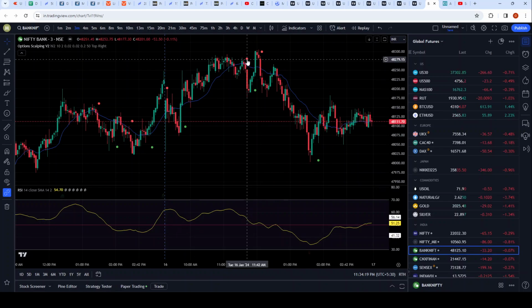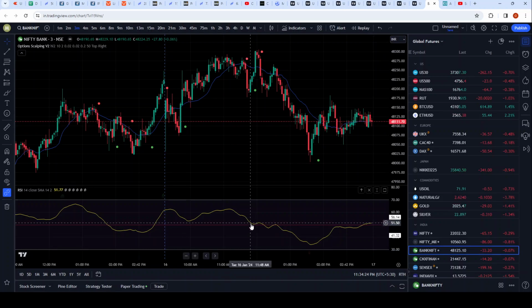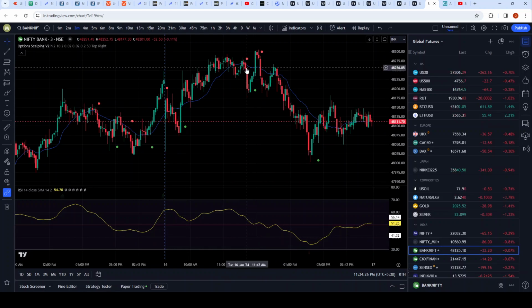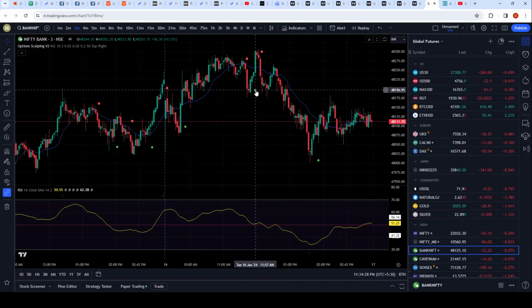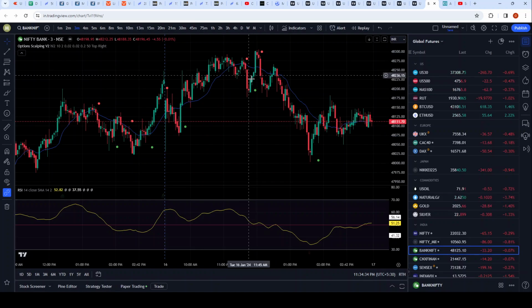All right, for us to sell, there should be a red dot and this yellow line should be below the red. It does not happen over here. Then the green dot comes up. Should we have bought on the green dot? Well, if you would have bought, you would have made 10-15 points, whatever, but you had to be really quick.